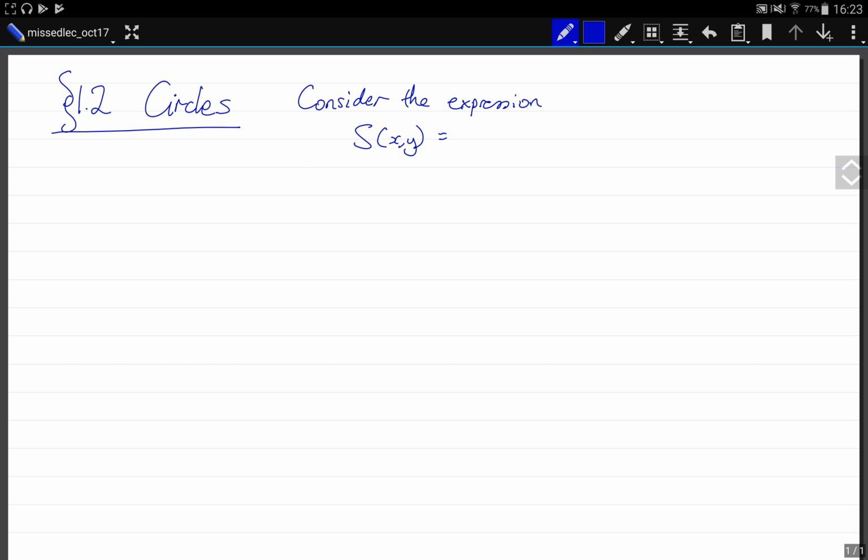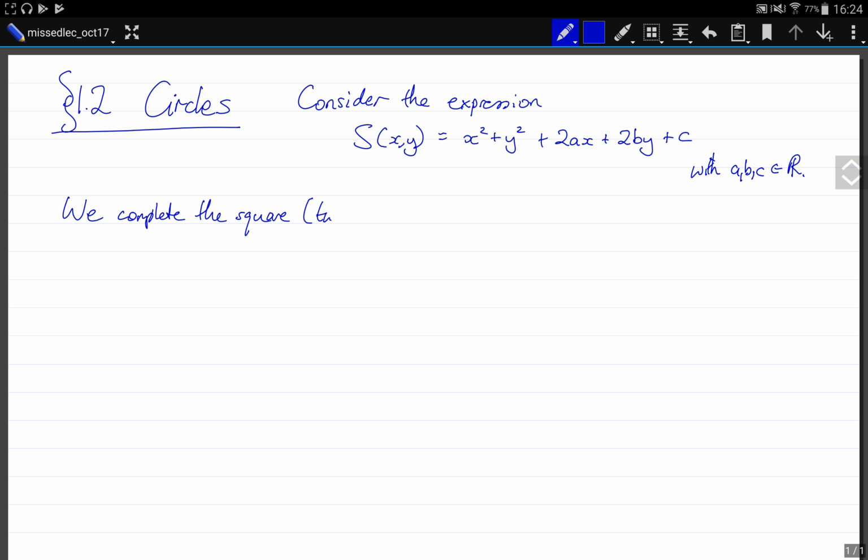in the following form. S of xy is x squared plus y squared, which you recognise, plus 2ax plus 2by plus c. And to be precise, a, b and c are real numbers that can be positive or negative or zero. If you're familiar with completing the square, and of course you should be, because that was assignment 0, you can see how this expression can be rearranged.